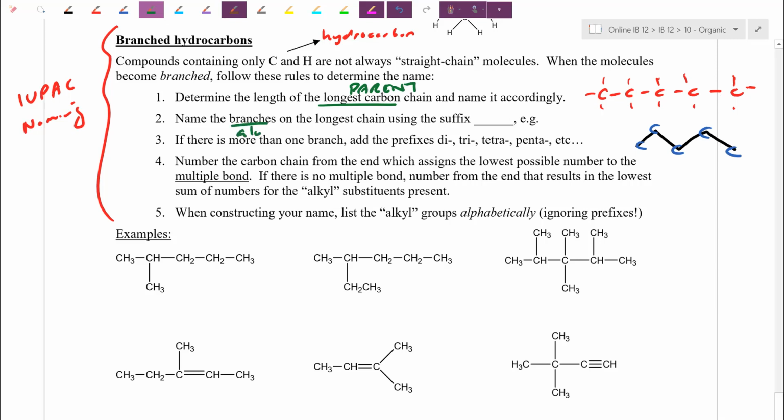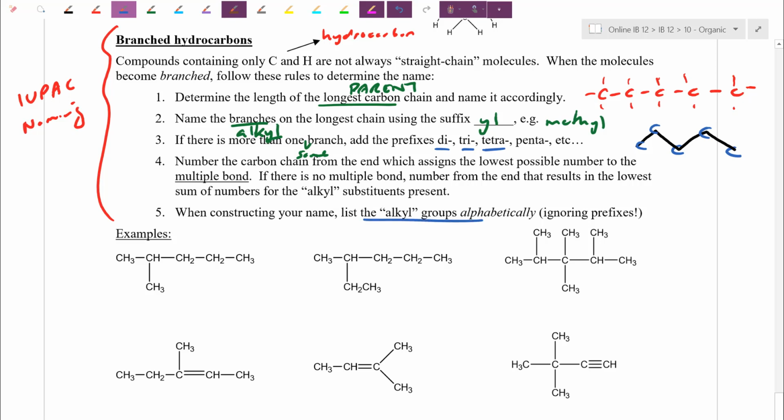The branches themselves are going to be called alkyl groups. They have a YL ending, so we're going to have the ending YL. So for example, I can have a methyl, or an ethyl, or a propyl, if that's a branch. If I have more than one branch of the same branch, that's when we're going to start seeing the mono, di, tri, tetra come back again. If I have different branches, I'm going to want to list them alphabetically.